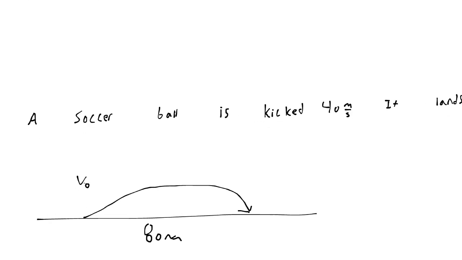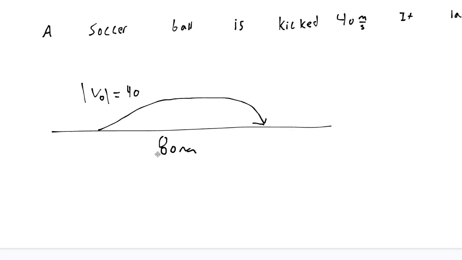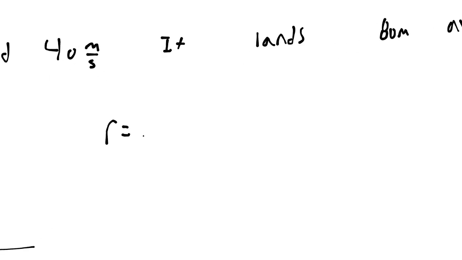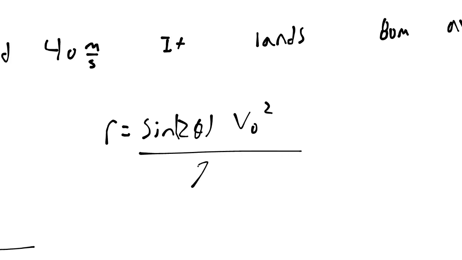So V naught, the magnitude, is equal to 40 meters a second. So there is a special equation you can use for this. It's called the range equation. So I'll just write it in. Range equals sine 2 theta times V naught squared over 9.8 meters per second squared. Okay.